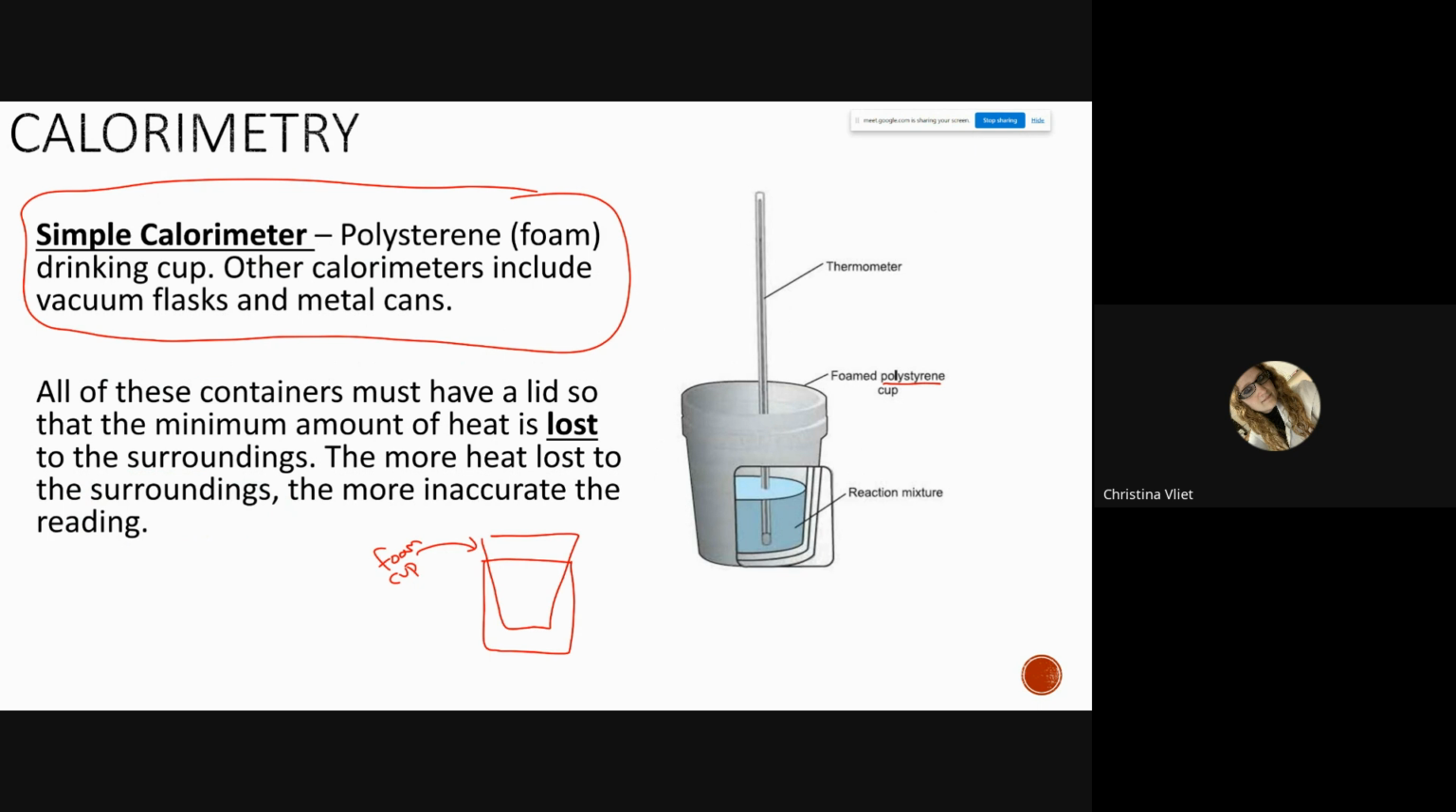You'll see the lab on Wednesday. All of these containers should have a lid. Cambridge may or may not give you a lid if you have that on your lab exam. Why wouldn't they give you a lid? Because one of the questions you can get on a paper 3 is how can you improve this? And the reason you would have a lid is to minimize heat. The lid minimizes heat escape, right?